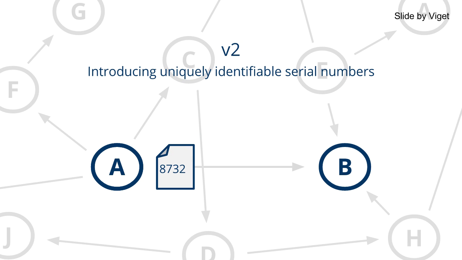So we can solve this naive issue of double spending by introducing serial numbers to make these Bitcoins uniquely identifiable. Now if Alice wants to send a Bitcoin to Bob, she can say, Alice, I'm sending Bitcoin to Bob with serial number 8732, signed by Alice. This way, she can only spend each Bitcoin once.